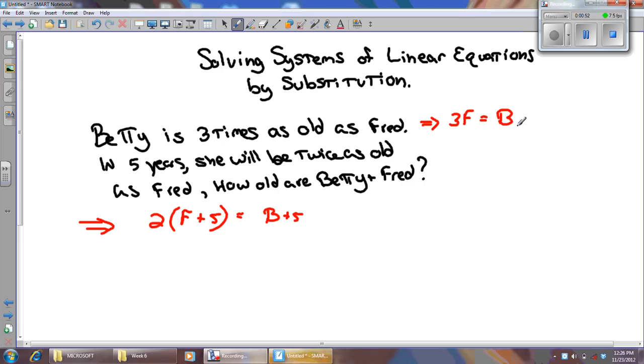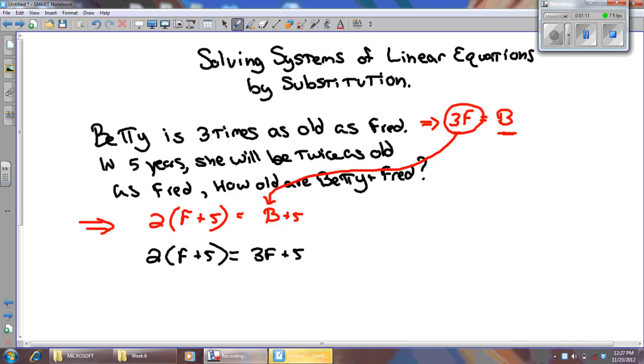Now remember, you didn't know how to solve this equation because it was one equation with 2 different variables. But we learned that B was the same as 3F. Therefore, you could substitute 3F in for B. So we would have 2 times the quantity of F plus 5. That would equal 3F plus 5. And then I can solve it from there. I get 2F plus 10 equals 3F plus 5.